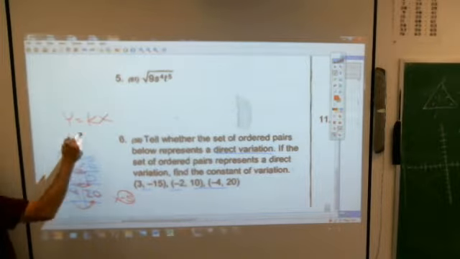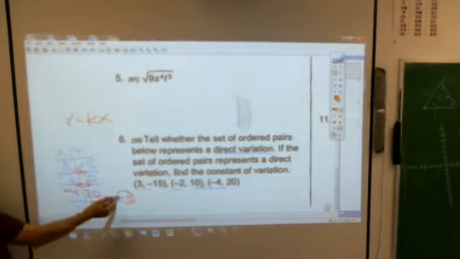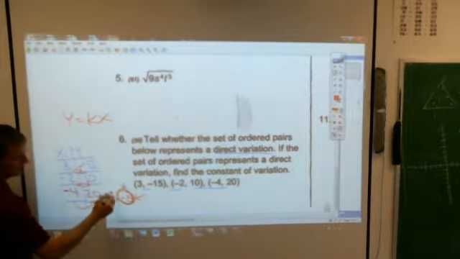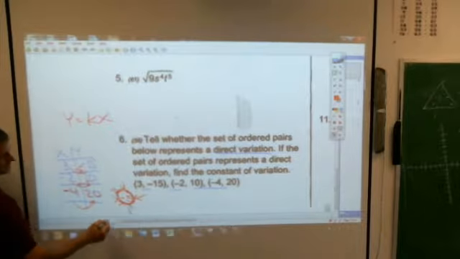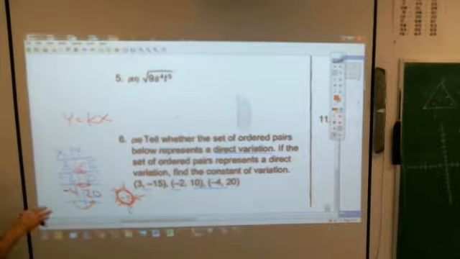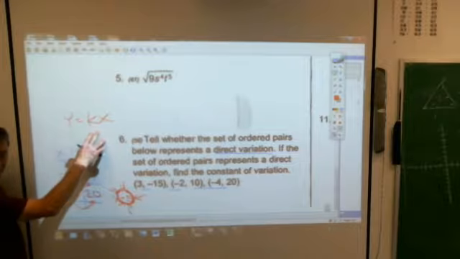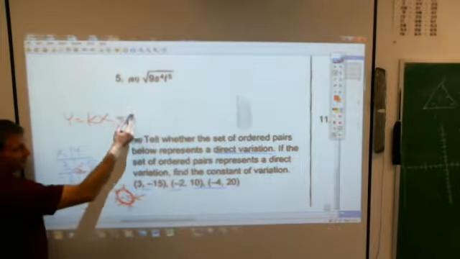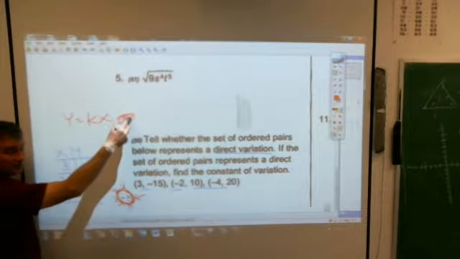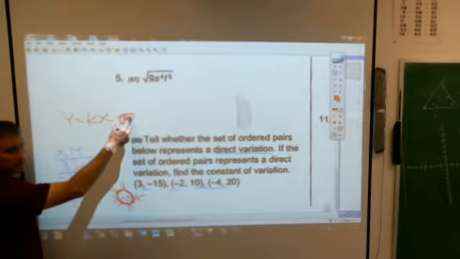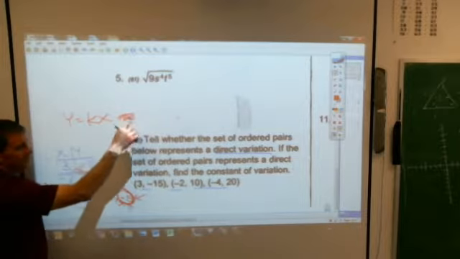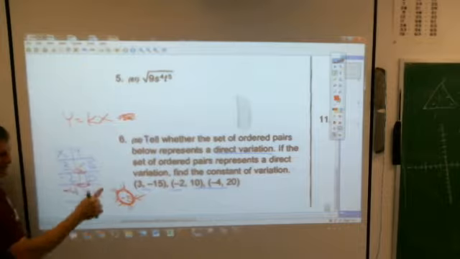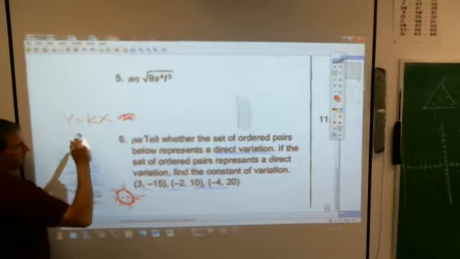When you multiply x by k, you get y. Multiply it by negative 5. If you can't find this number, then it's probably not direct variation. Direct variation is like a linear equation, except it's missing this part here. It can't have this part, because if it has a number there, it doesn't go through the origin. And direct variation has to go through the origin, has to be a straight line.